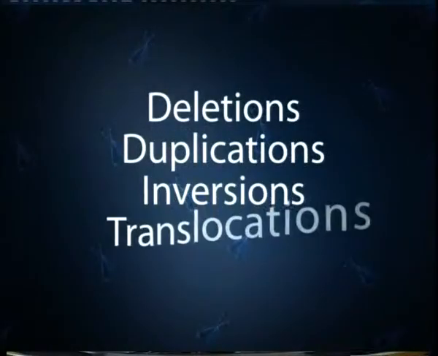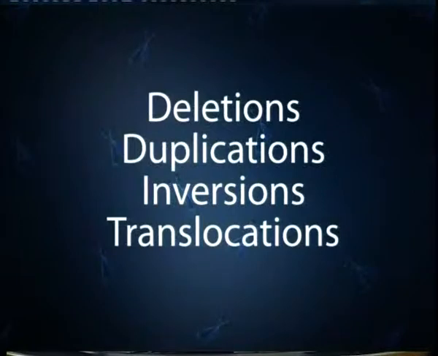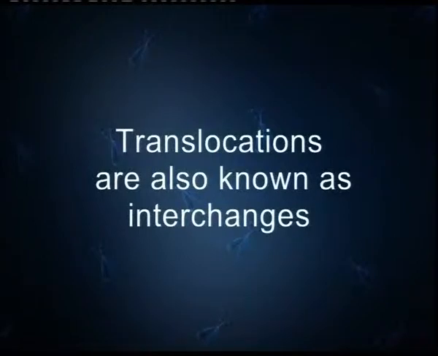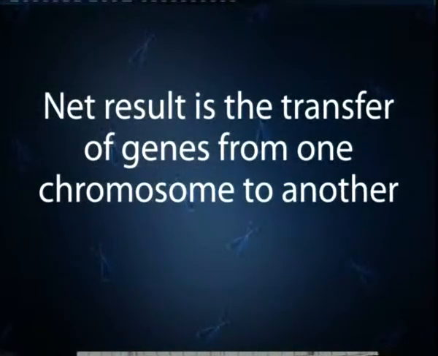During the evolutionary history of organisms, the genomes of organisms are continuously reshaped and rearranged. These rearrangements are brought about by different types of structural changes in chromosomes like deletions, duplications, inversions, and translocations. Translocations, also known as interchanges, are those structural changes in which a segment from one chromosome is transferred to another non-homologous chromosome and vice versa. The net result of this event is transfer of genes from one chromosome to another.